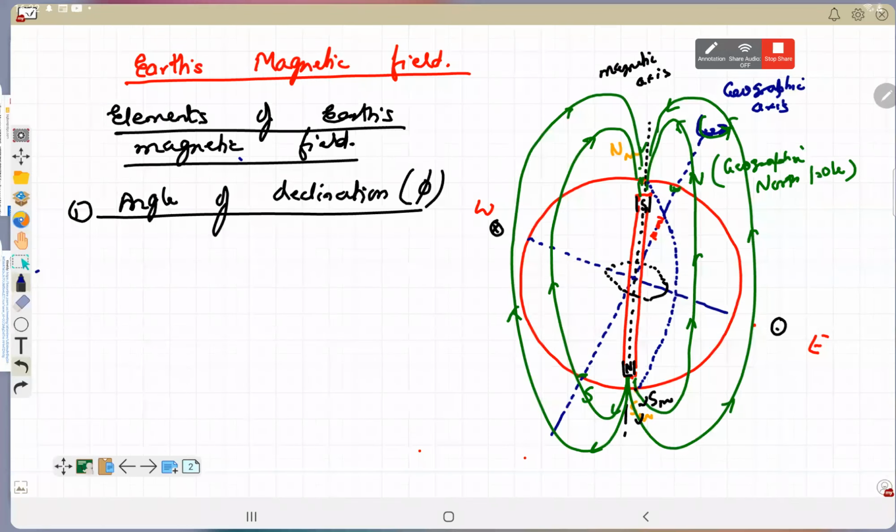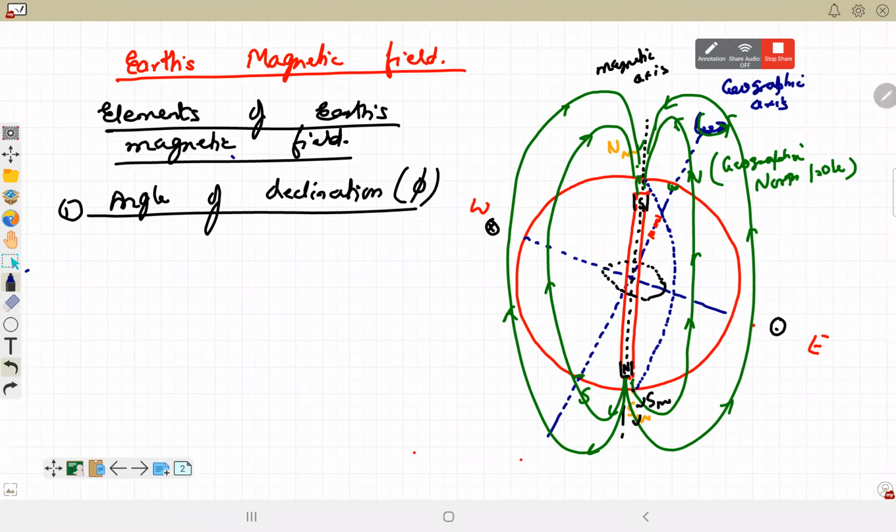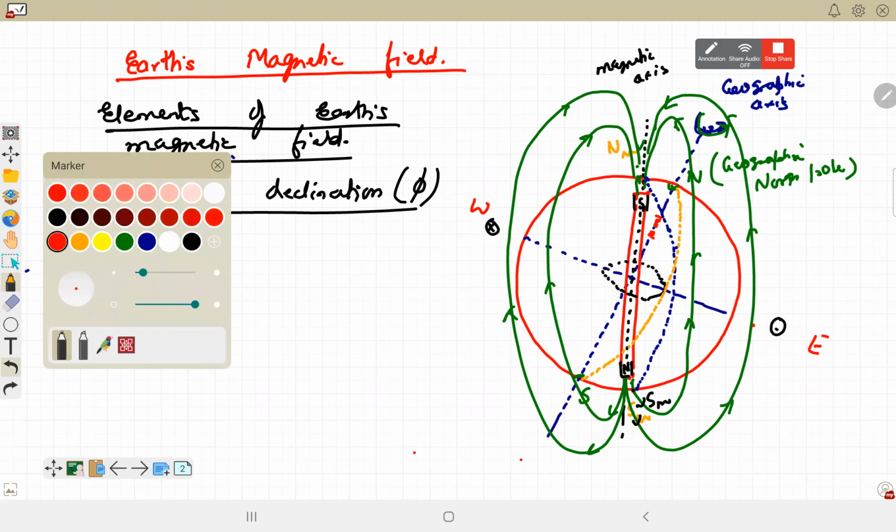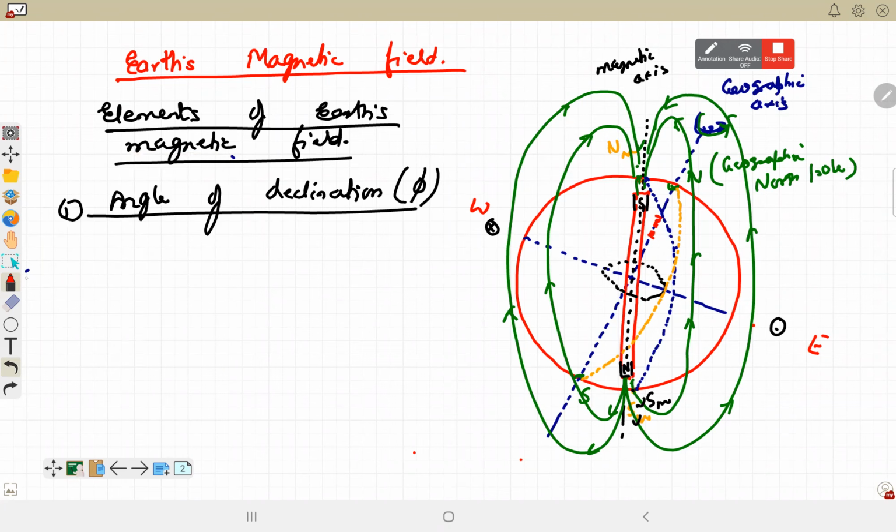Right, so this will be called a magnetic meridian and a geographic meridian. Magnetic meridian is that vertical circle which joins the magnetic north pole, magnetic south pole, and any place on earth. Another meridian is geographic meridian that joins geographic south pole, geographic north pole, and some place on earth. So the orange color one is the geographic meridian, and the blue color one is magnetic meridian.